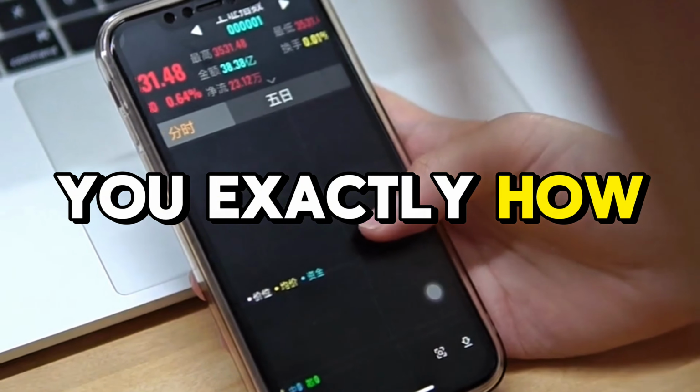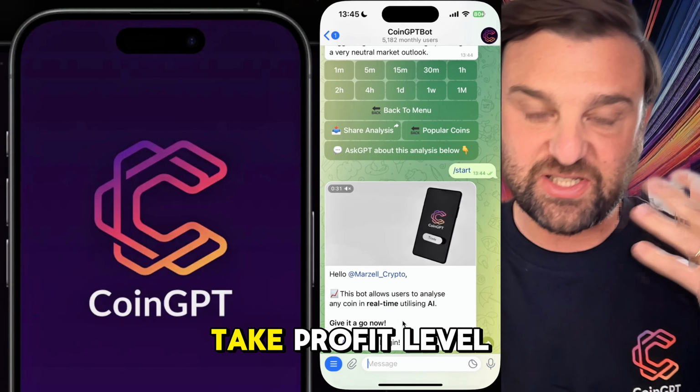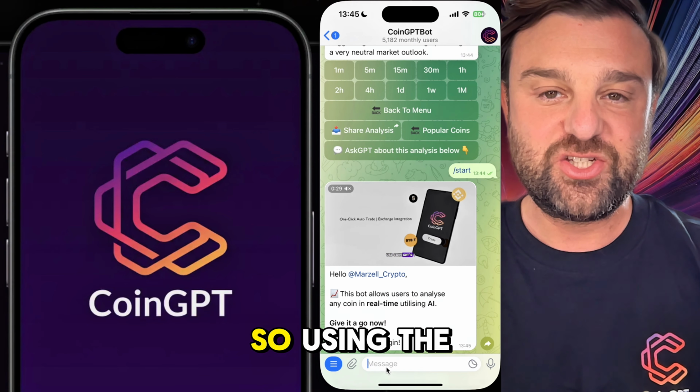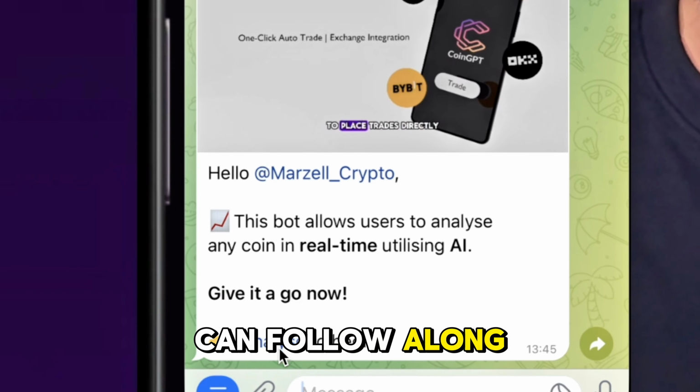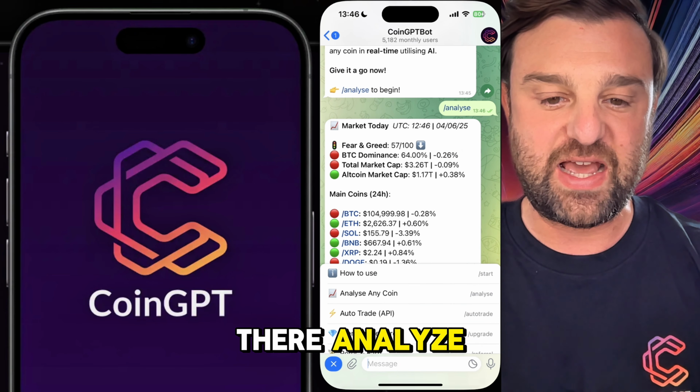I'm going to show you exactly how to analyze coins in real time using AI to get a bias, stop loss, and take profit level. Let's look together. So using the link below, you can follow along. We're going to press analyze. You access that through the menu there, analyze.